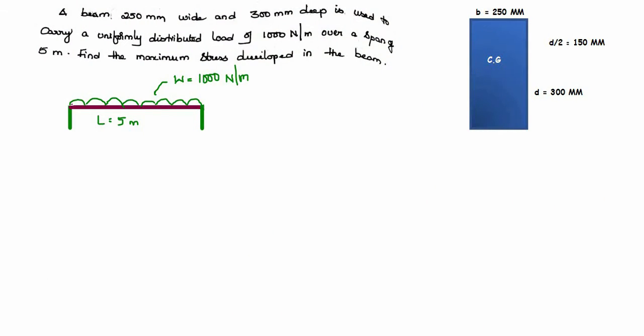So let us solve this problem. Let me read the question. There is a beam of 250 mm wide, 300 mm deep, which is carrying a UDL of 1000 Newton per meter over the span of 5 meter. Find the maximum stress developed in the beam.